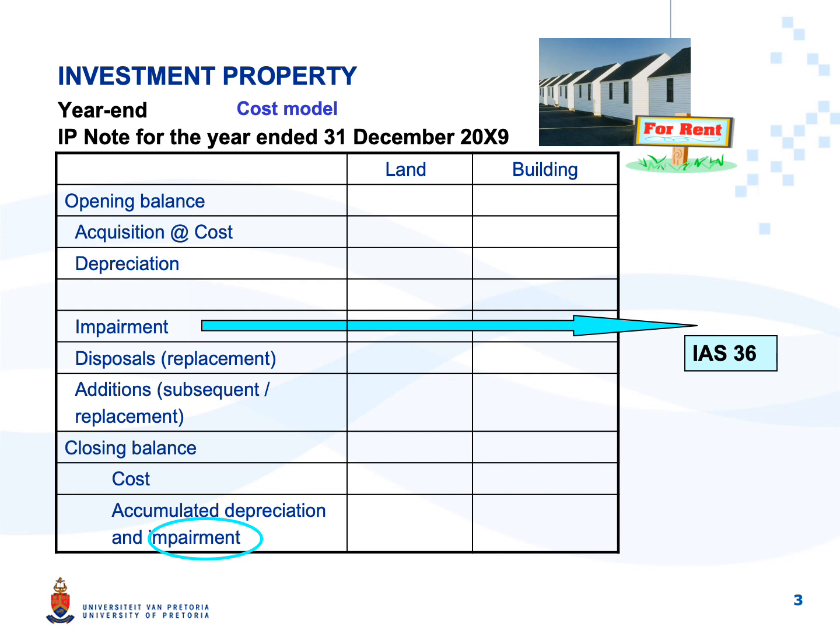Once again, if investment property is held on the cost model, this investment property will also be depreciated, and the investment property will be depreciated according to the depreciation methods outlined in IAS 16. That then gives us the closing balance, which is made up of cost less accumulated depreciation and impairment.